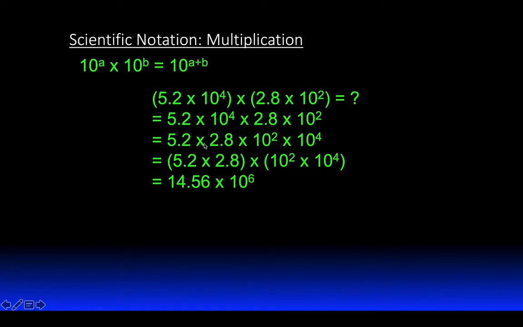So 5.2 times 2.8 gives me 14.56. 10 to the 2 times 10 to the 4. Well, following this rule, 2 plus 4 gives me 6. So I get 10 to the 6.